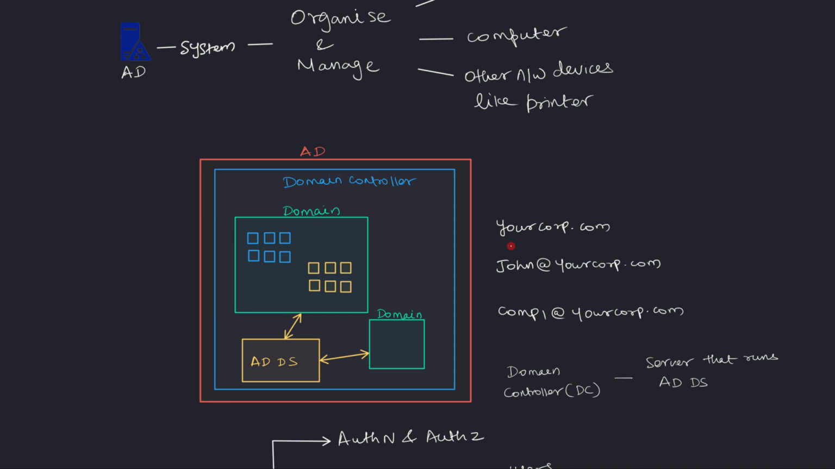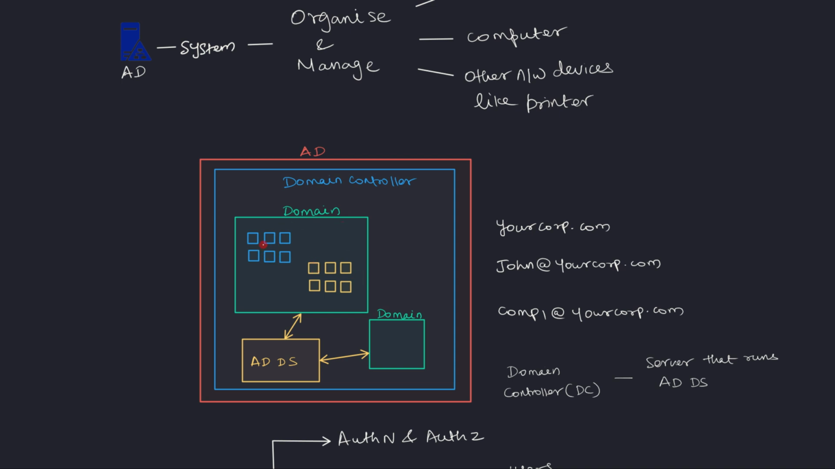You can think of a domain as a namespace. For example, if your company is called YourCorp, then your company's domain name might be something like yourcorp.com. The domain is created to group users and computers so that they can be managed together, so the same policies can be applied and they can all be managed in the same way. That is what a domain represents.